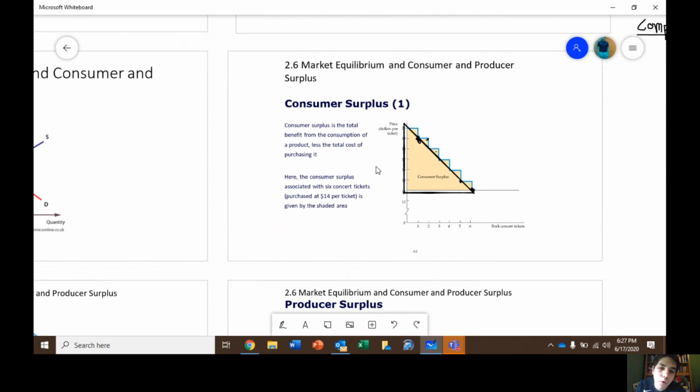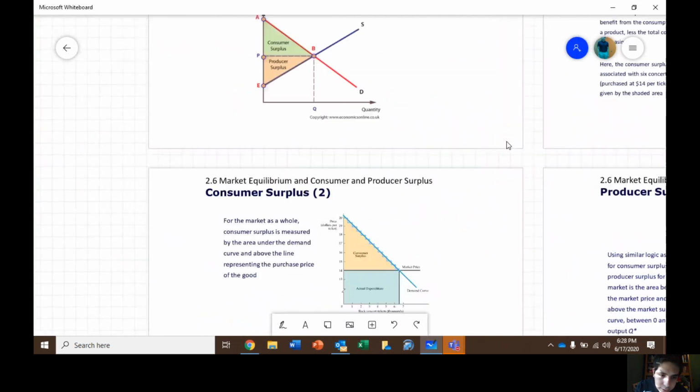So right here, consumer surplus is the total benefit from the consumption of a product less the total cost of purchasing it. You can think of it like this: at several different price points here, people would have been willing to pay, for example, this is rock concert tickets, maybe $20, but they don't have to pay that. People would have been willing to pay $19, $15, but instead they only have to pay $14. So consumer surplus describes those willingness to pay at higher price points, but the fact that they only have to pay at this price point, right? So that's what consumer surplus looks like. So it's the benefit.